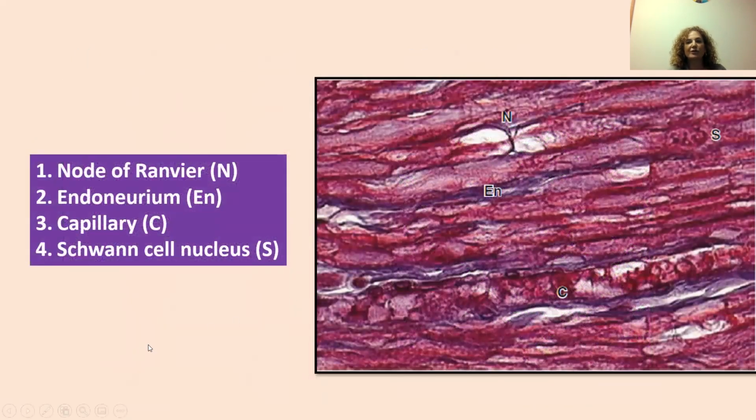This is a closer view. It's not an H&E, it's a special stain, but what you can pick up here is that each of these represents an axon, and the space that you see here is actually the node of Ranvier between the different components of the axon, where the myelin sheath begins and where another one ends. So this would be a good example of the node of Ranvier.